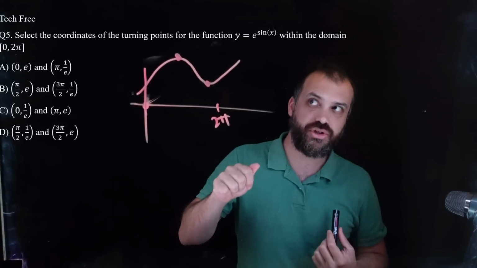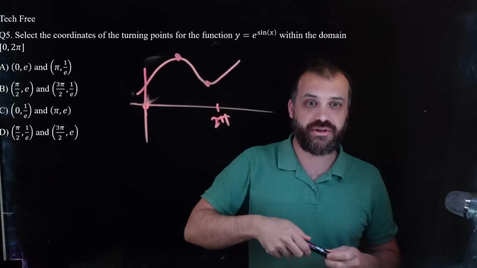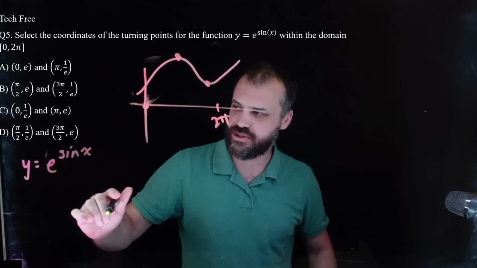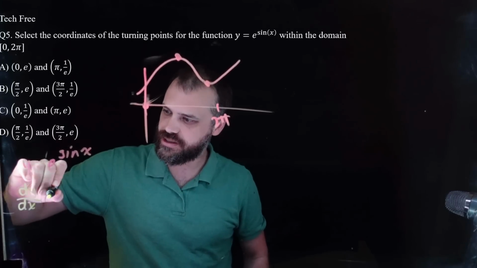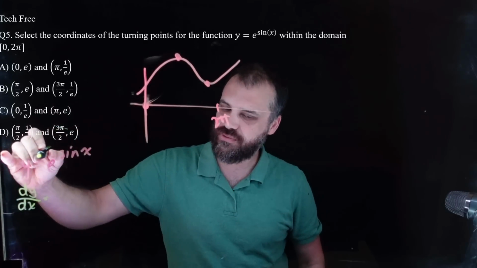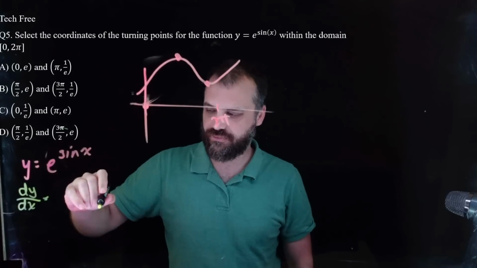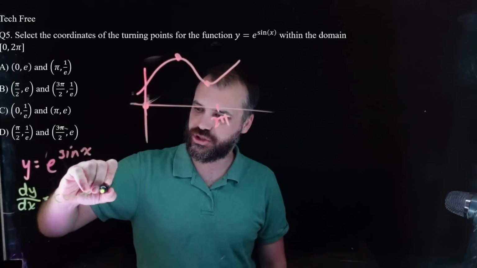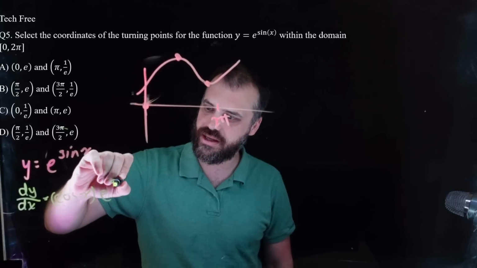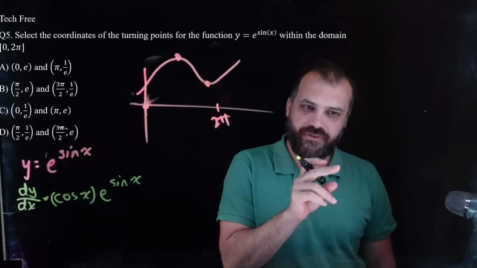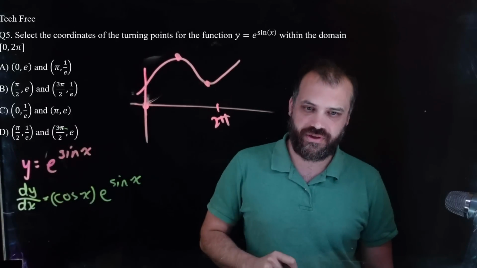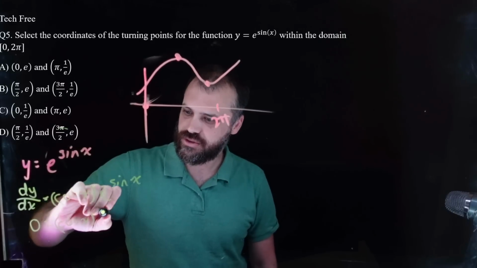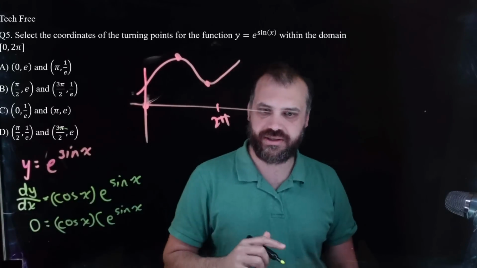All right, select the coordinates of the turning points. You should be thinking turning points, that's when the derivative equals 0. So I should find the derivative of this function. If y equals e to the sine x, then dy/dx equals, we bring the derivative of the thing on the top of the e out the front. So the derivative of sine x is cos x. And then this part remains unchanged. So cos x times e to the sine x. And we need to find turning points, and that's when the derivative is equal to 0. So that means that 0 equals cos x times e to the sine x.